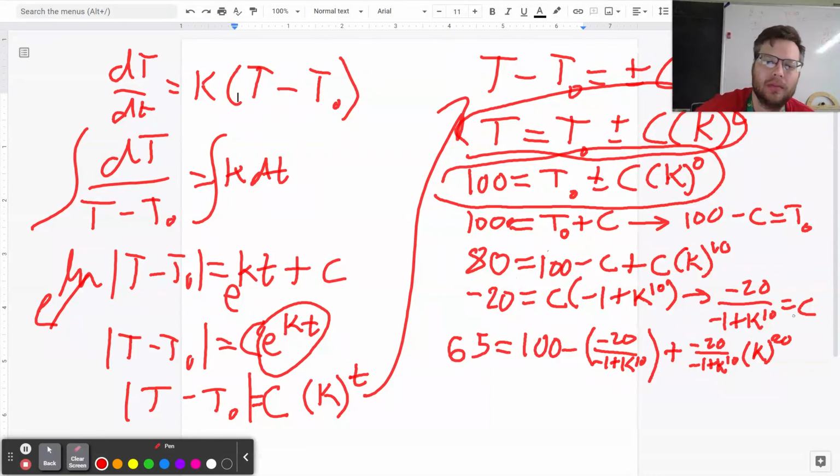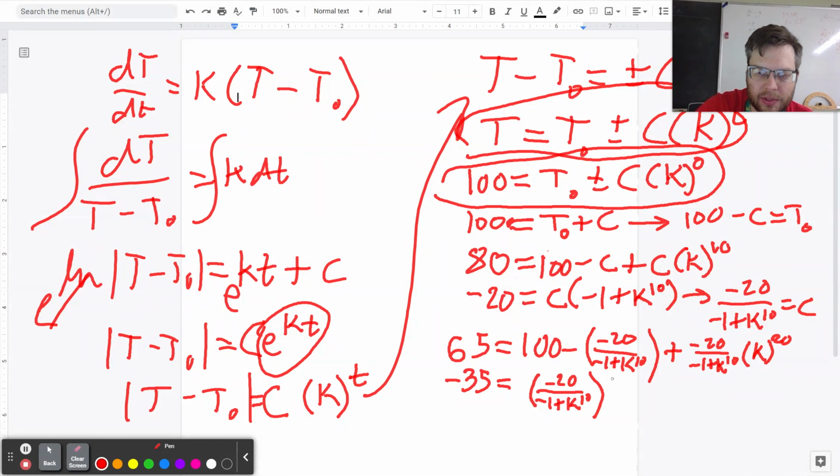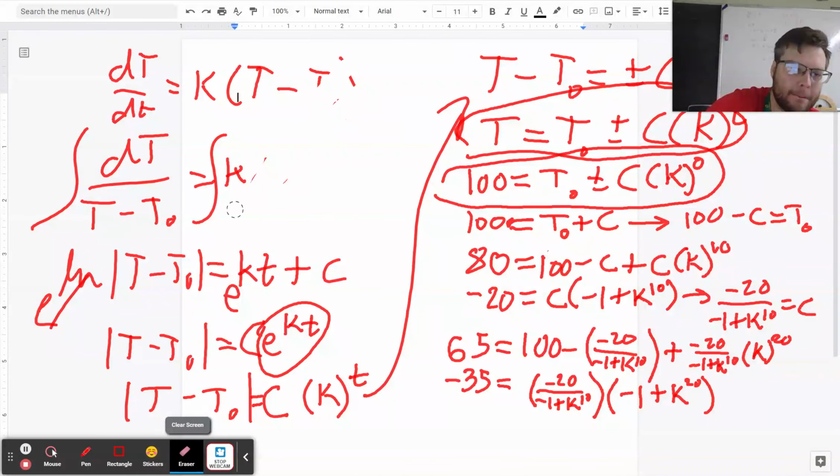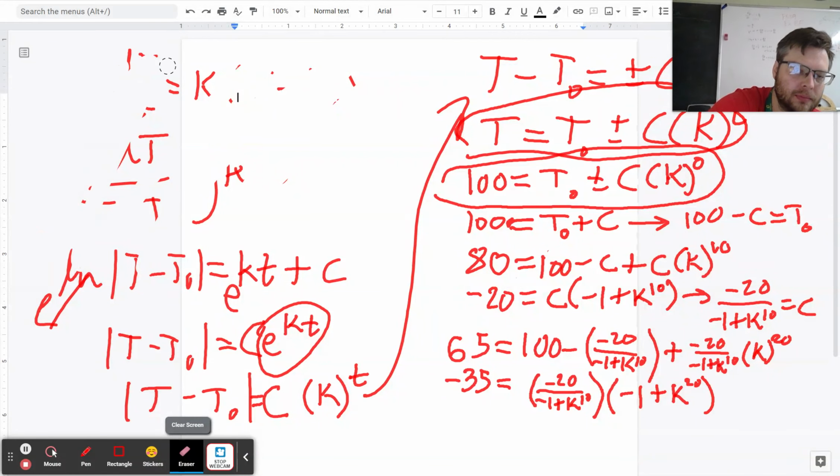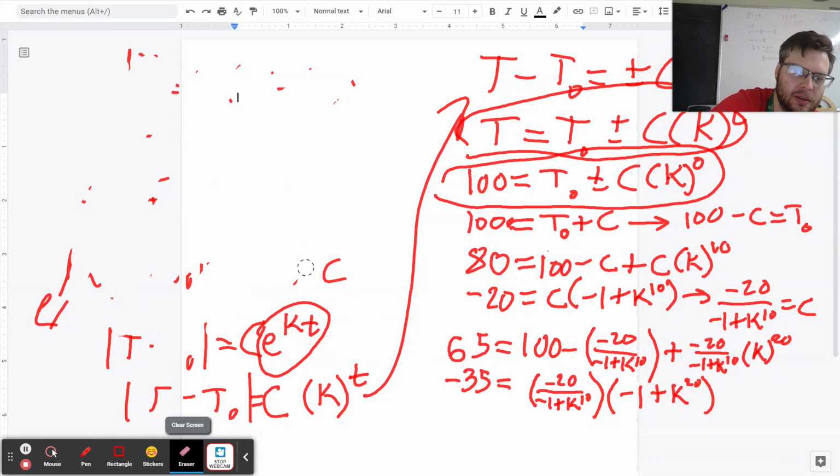Okay. If I subtract 100, I get negative 35. Both of these terms have the negative 20 over negative 1 plus K to the 10th in common. The first term had it with a negative 1. The second term had it with a K to the 20th power. All right, we're going to create some space over here. We're getting somewhere. Just a few nasty steps of algebra, and then we're done. At this point, it's no longer the calculus.